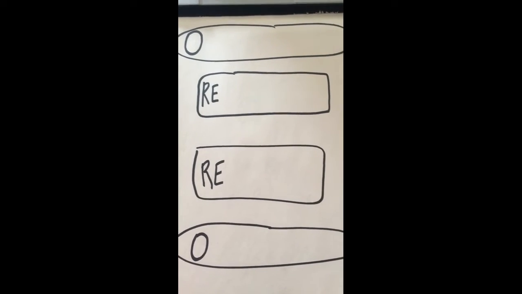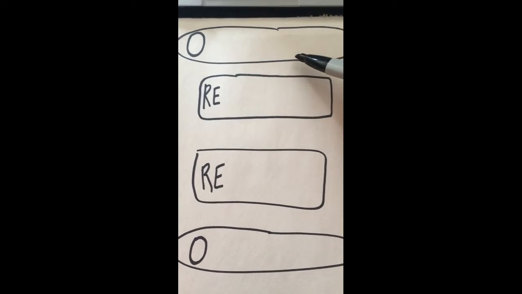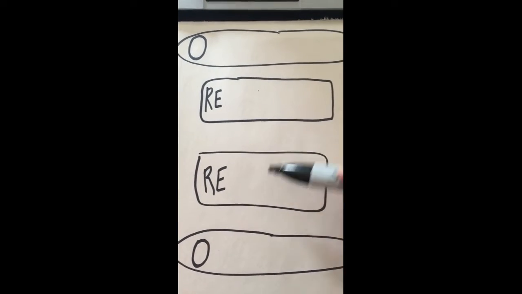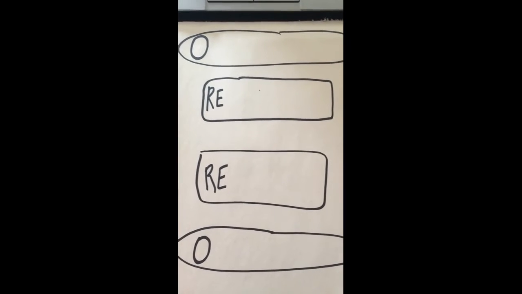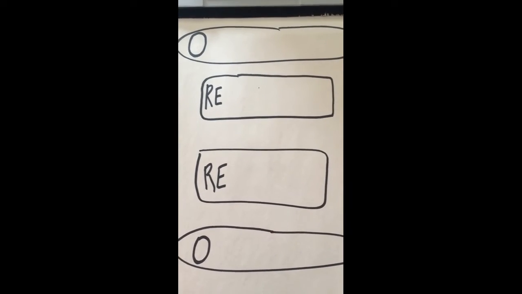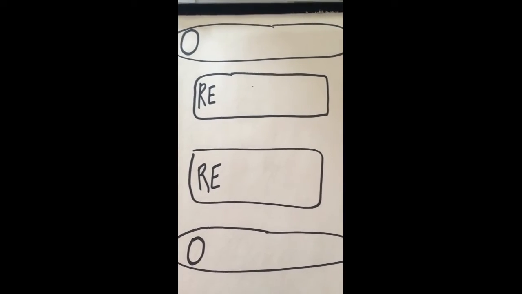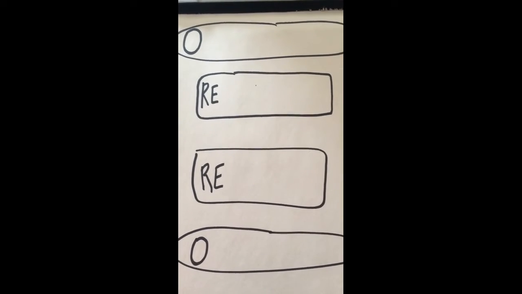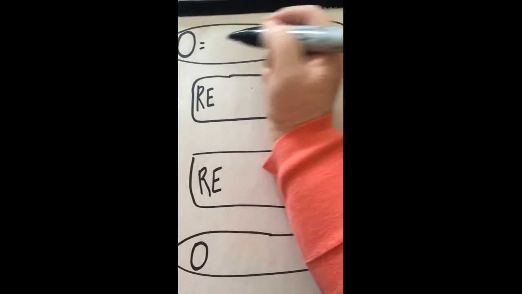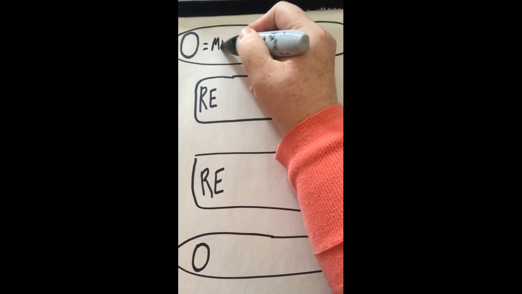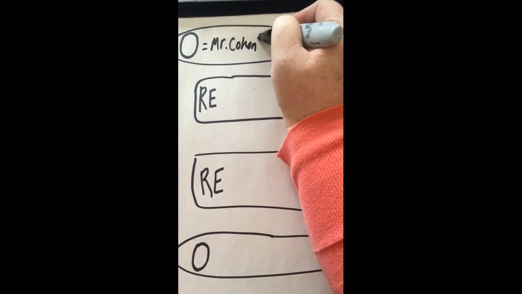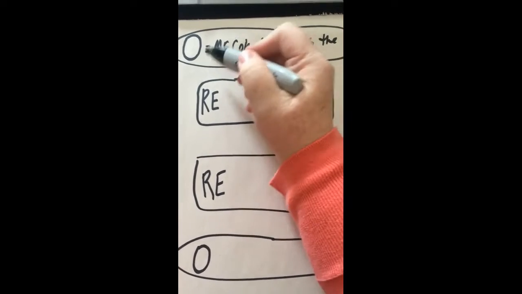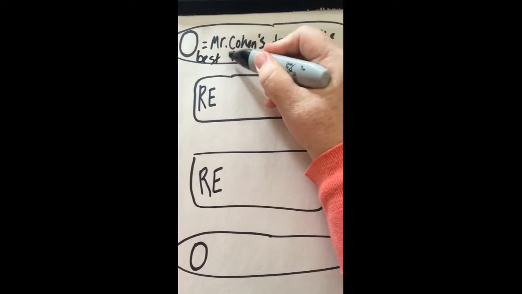Now, as you can see, I just took a regular piece of paper and I drew my Oreo cookie. So I have my opinion, reason example, and another opinion. So this is my graphic organizer. I didn't print anything out. I just took a piece of paper and I drew 2 ovals and 2 rectangles, and now I'm ready to go. So what is my opinion? My opinion is that Mr. Cohen's dog is the best talentless teacher trick.